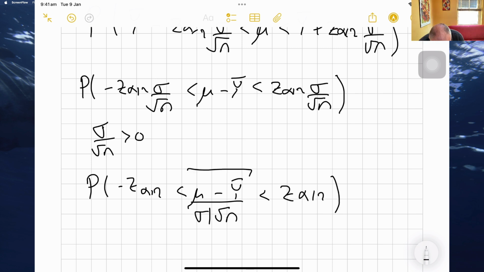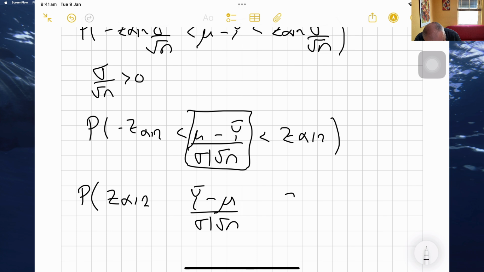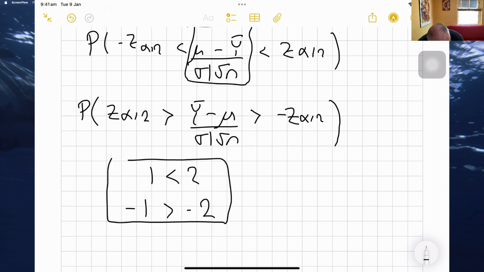Now, this in the middle looks familiar, but not quite. We're used to seeing y bar minus mu, and it's not that. So I'm going to multiply every part of this inequality by minus 1. If I multiply minus z alpha on 2 by minus 1, I get z alpha on 2, and in the middle I get y bar minus mu on sigma on root n, and then minus z alpha on 2. But remember, when you multiply, you've got to be very careful. If you multiply by a positive number, the inequalities stay the same. But if you multiply by a negative number, you have to change the inequality. So this now becomes a greater than, and this becomes a greater than. Not convinced? Well, 1 is less than 2, but minus 1 is greater than minus 2. There's my beautiful example of what I just did.